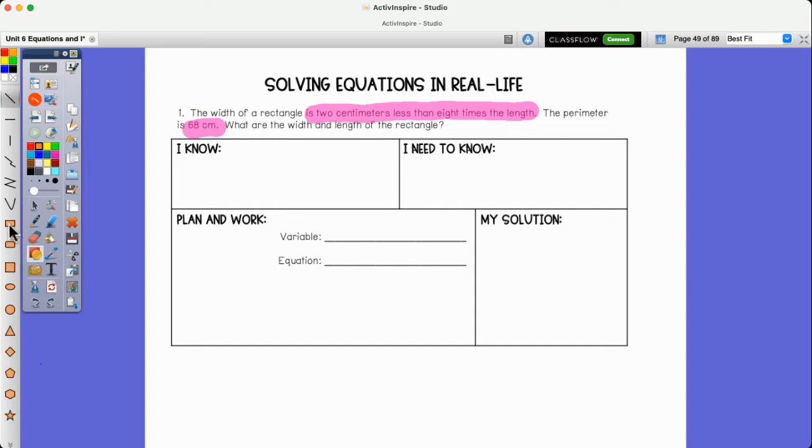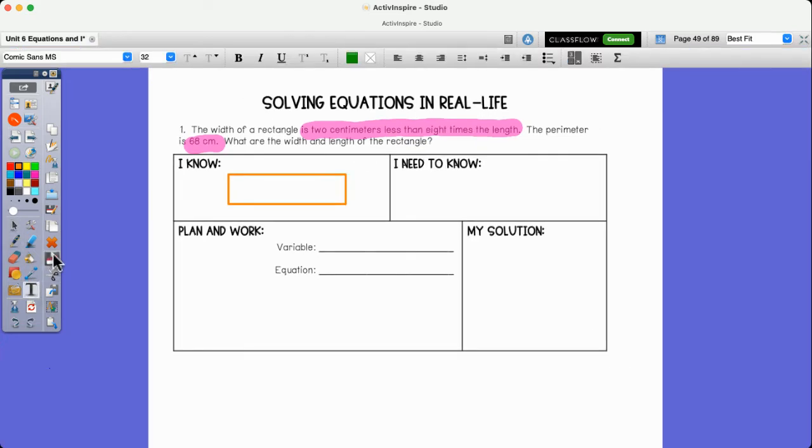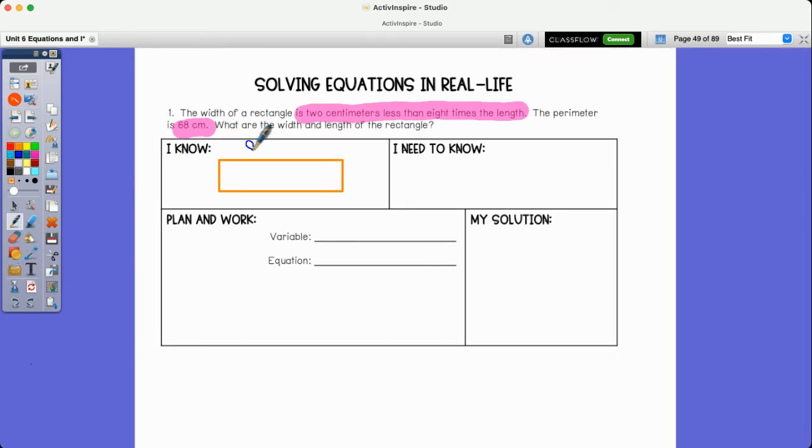So I'm going to draw a rectangle, and we're going to label that rectangle. The first thing it says is 8 times the length, that's an L, less 2 centimeters. Less than, so 8 times the length minus 2, 8L minus 2. And then my lengths are here, and this is also 8L minus 2. Now my entire perimeter is 68 centimeters.